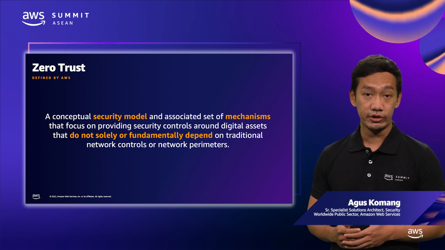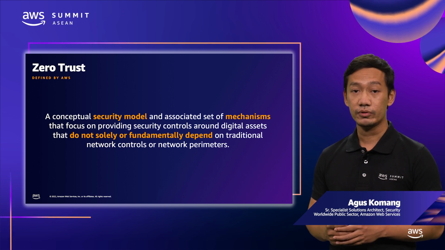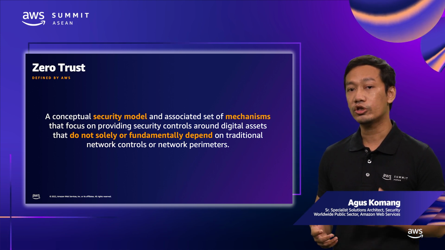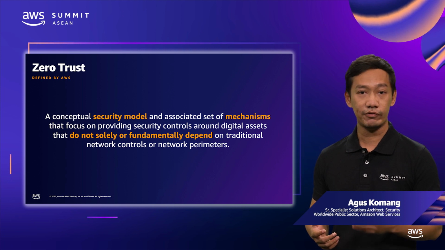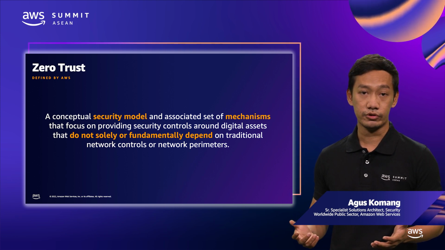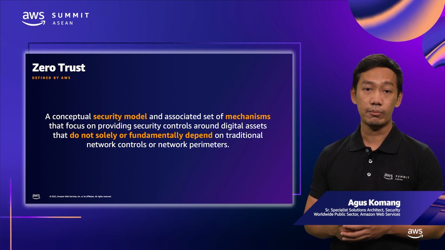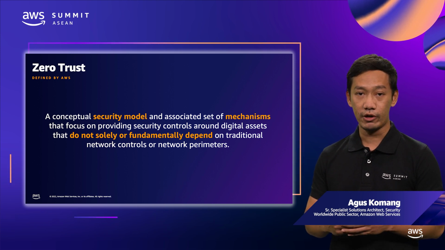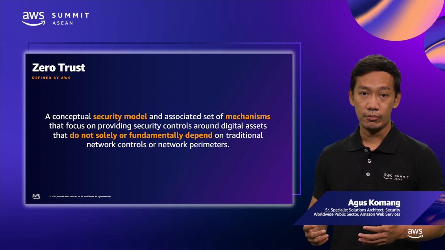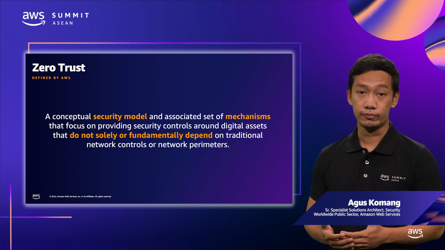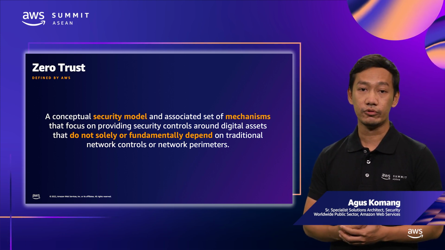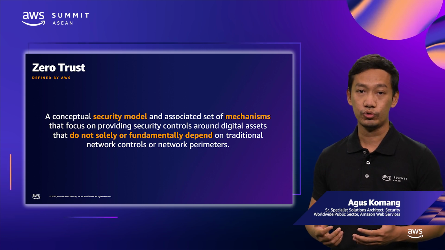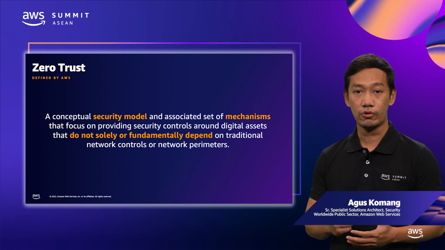The key points from this definition are: Zero Trust is a model. It's not a specific architecture, a specific service, or a specific technology. Zero Trust is a move to broaden the focus of security beyond network firewalls and network controls in general. But Zero Trust doesn't remove this network control. Instead, it augments it with identity control to address the shortfalls in network controls.